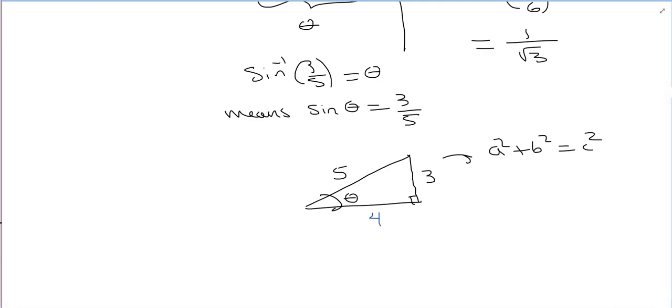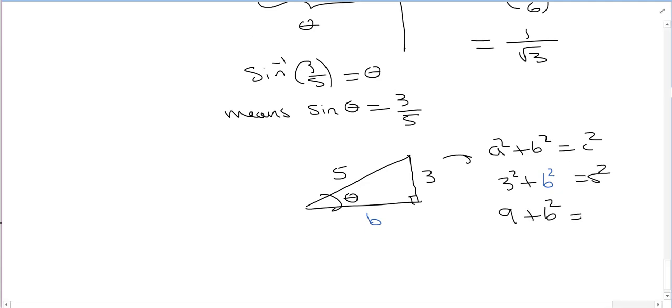So if I don't know what that side is, let me call it b. So I'm going to have a squared, so 3 squared plus b squared equals 5 squared. So 9 plus b squared equals 25. So I have b squared is 16. So b is plus or minus 4. I am dealing with the length of a triangle, so I only take the positive. So b is 4.